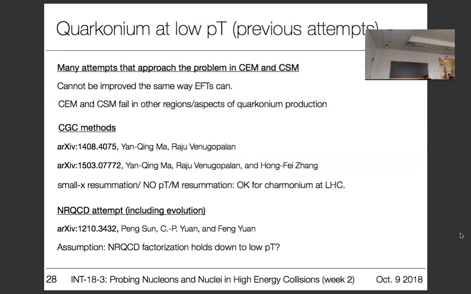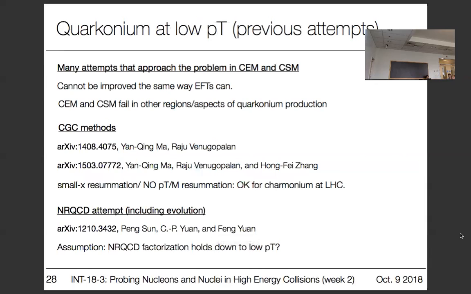So what were the previous attempts to study Quarkonium at low PT? There were a lot of approaches where they said, well, let's study the color singlet model. In that case you can argue that there is no recoil between the QQ bar pair and the gluon emitted from that. Or we can study the color evaporation model. There were quite a few studies using these approaches.